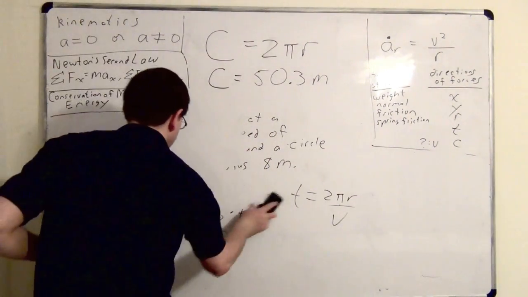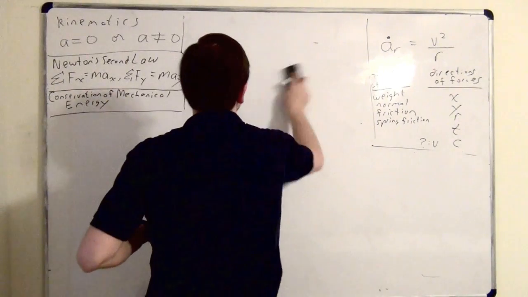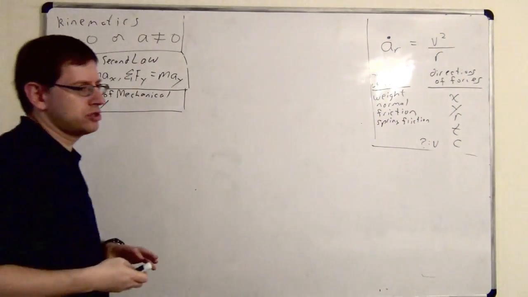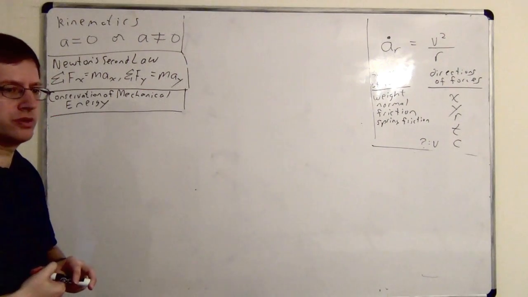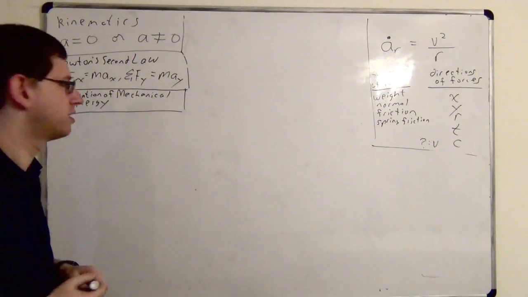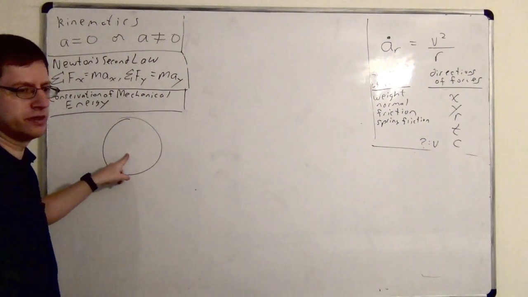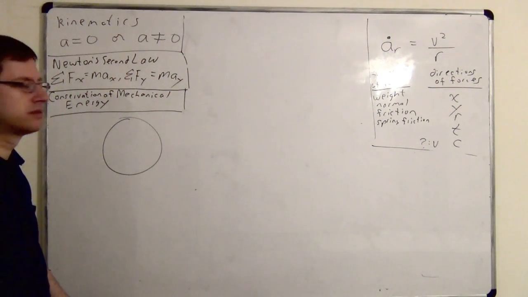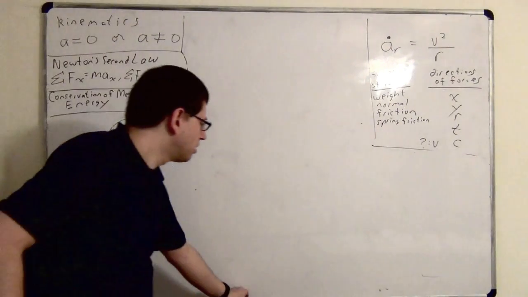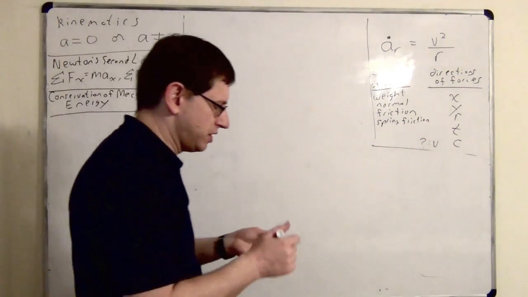So let's look at this. Something else that oftentimes comes up here is you have to recognize that there are two types of circles. There are vertical circles and horizontal circles. The example that we did with the track, is this a horizontal or vertical circle? Vertical.